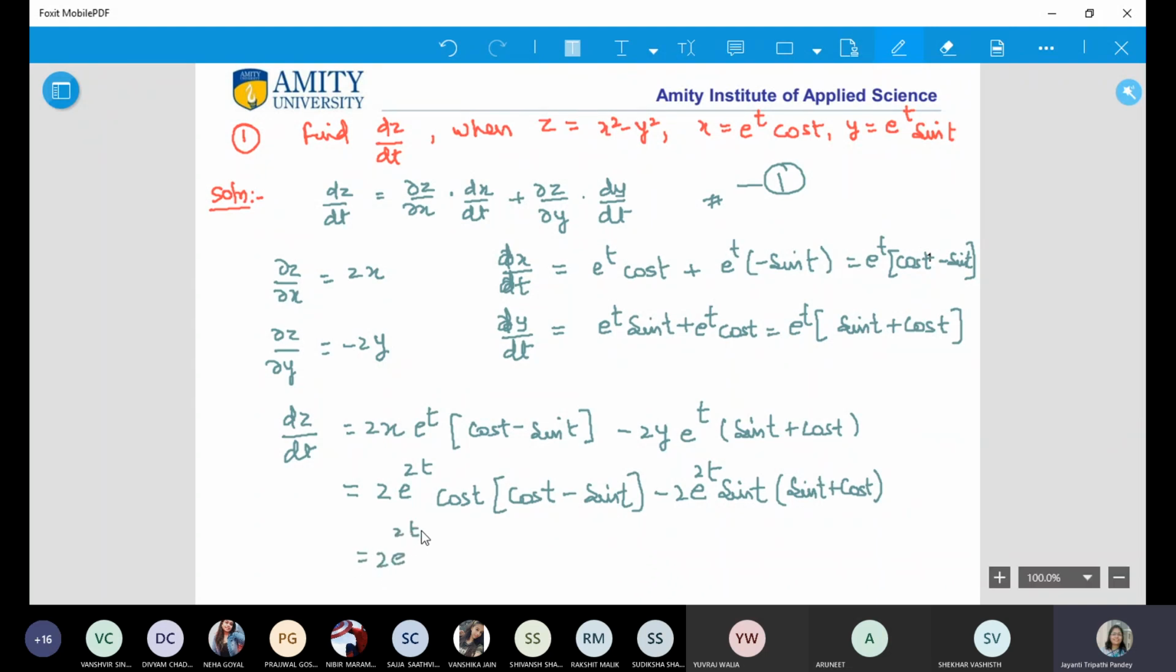Let me do it. Cos square t minus cos t sin t minus sin square t minus sin t cos t. Ma'am, it's 2e to the power 2t. So 2e to the power 2t I take out now. Is it right or not? Ma'am, I think sin t and cos t are cancelling. Sin t cos t is getting cancelled. How come then I am getting both positive? Not possible, no? Something is wrong. What is wrong? Just find out.